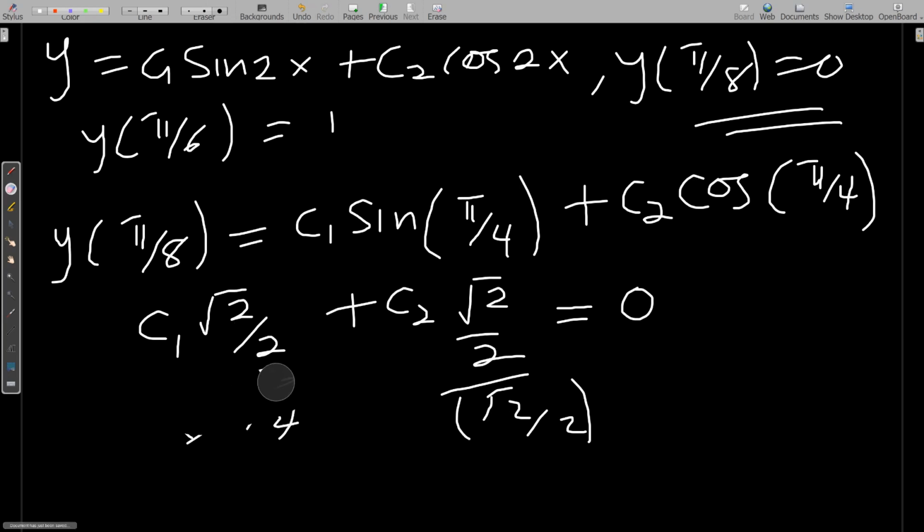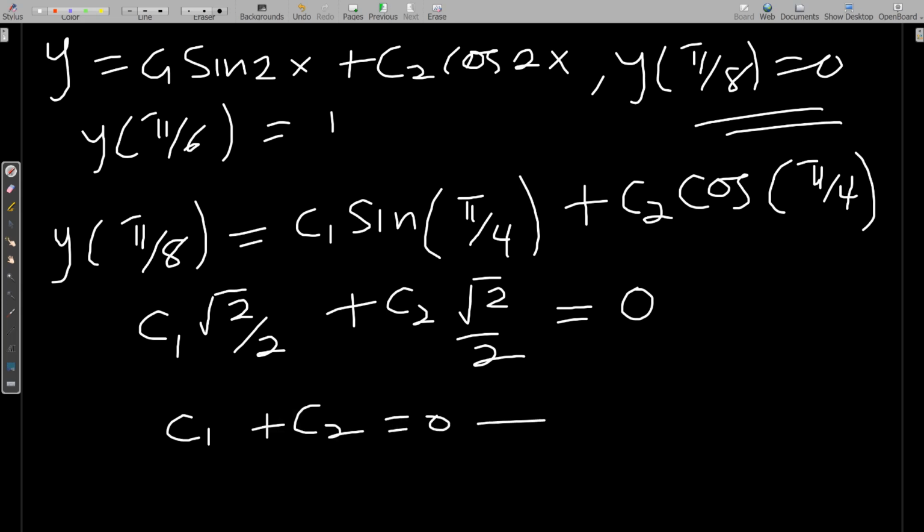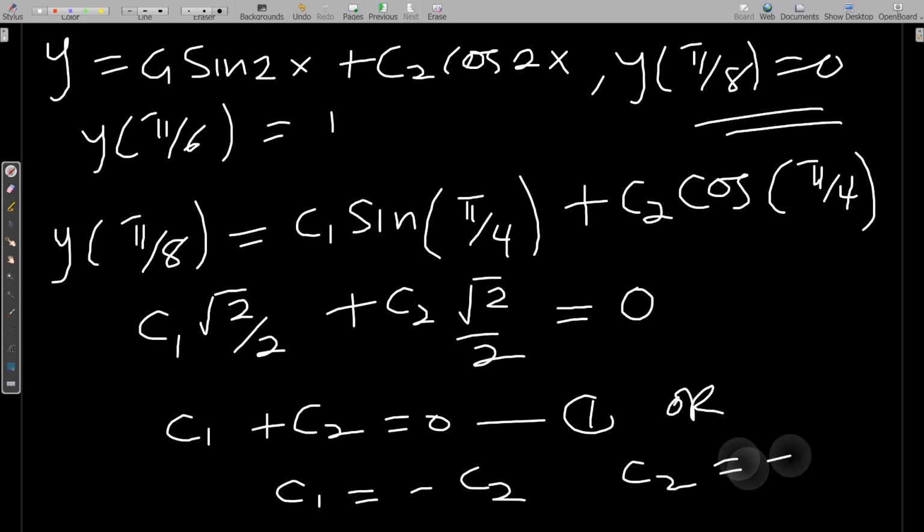I wouldn't write that. Okay, so I'll just write a simplified form of it. Now we have C1 plus C2 equals 0. Our first equation is this. So you can simply say that C1 is equal to minus C2, or C2 equals minus C1, anyhow you want to put it. Then you go to the next condition, we say that y of pi on 6 is equal to 1.